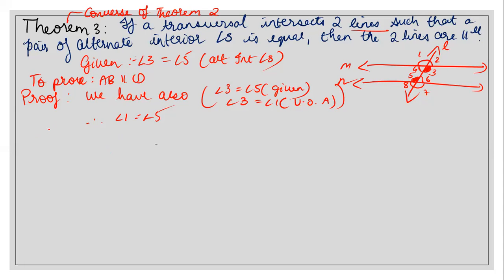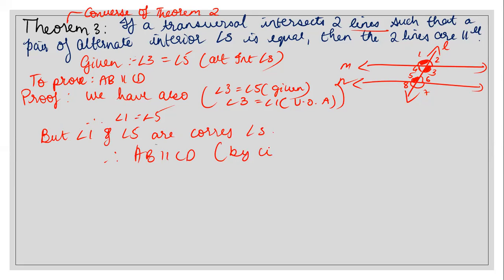But as you can see, angle 1 and angle 5 are corresponding angles, correct? Look in the figure. Angle 1 and angle 5 are corresponding angles, right? So let's write that. But angle 1 and angle 5 are corresponding angles. So since they're corresponding angles, we can say that AB is parallel to CD. How? By corresponding angles axiom. It's a truth, right? So by corresponding angles axiom, we can say that AB is parallel to CD.